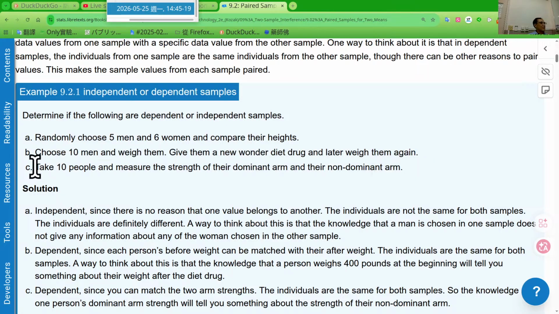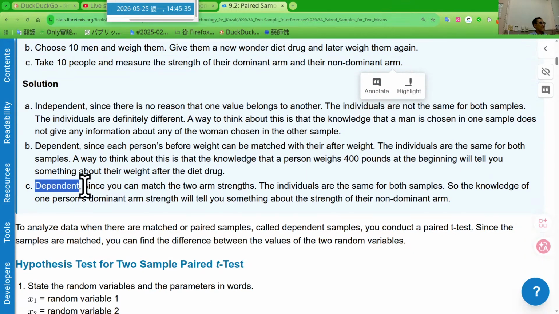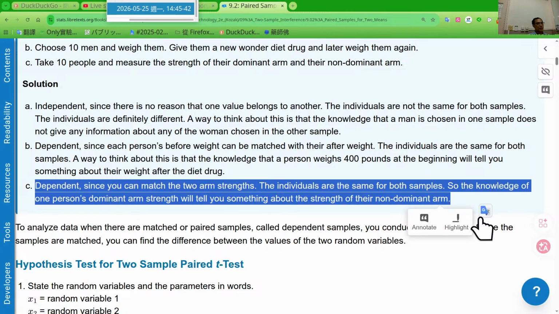Okay, C. Take 10 people and measure the strength of their dominant arm and their non-dominant arm. Dependent, since you can match the two arm strengths; the individuals are the same for both samples. So the knowledge of one person's dominant arm strength will tell you something about the strength of their non-dominant arm.